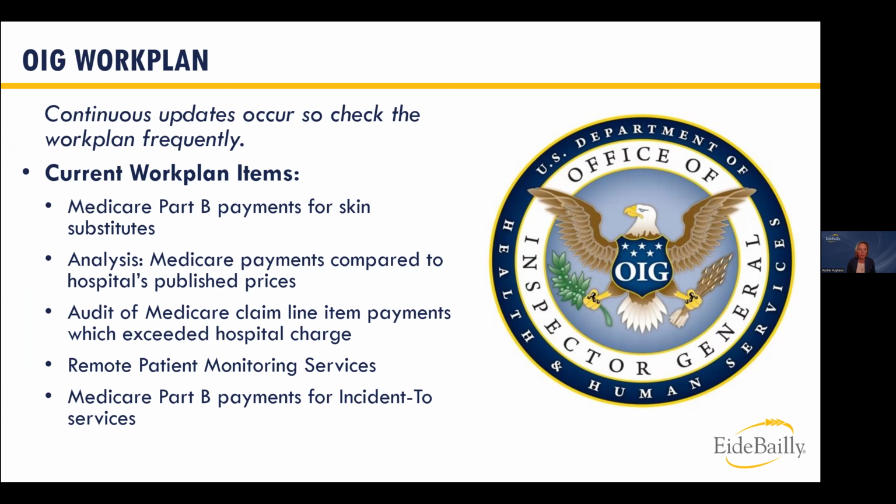Somewhat related to that, they're doing an audit of Medicare claim line item payments which exceed the hospital charge. So that's really not directly related to what the hospital charge is so much as what Medicare has decided to pay for those services. Remote patient monitoring is on the list because we have had new codes that have been developed in recent years related to these types of services. And then incident two is also on the current work plan. There are a number of other items as well, but they may or may not be applicable to your organization.